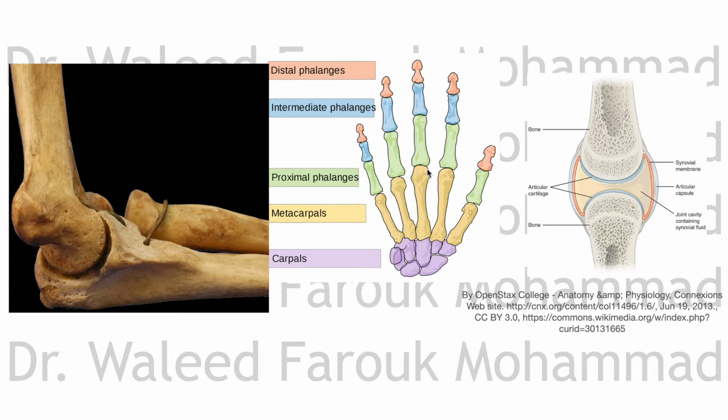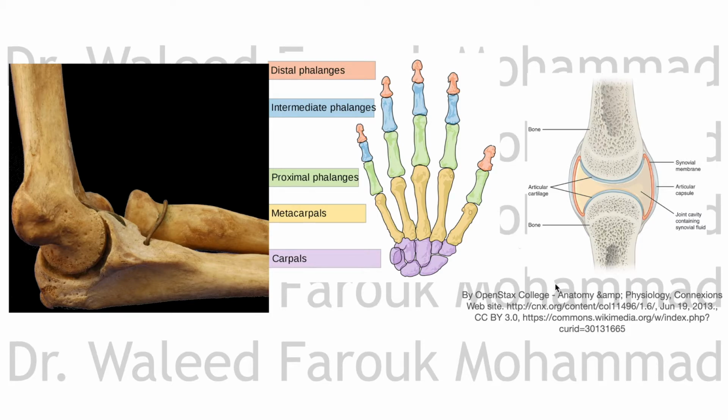Metacarpophalangeal joints are synovial joints of the ellipsoid type, meaning they allow flexion, extension, abduction, and adduction, while the interphalangeal joints are only hinge joints with only one range of movement, which is flexion and extension.